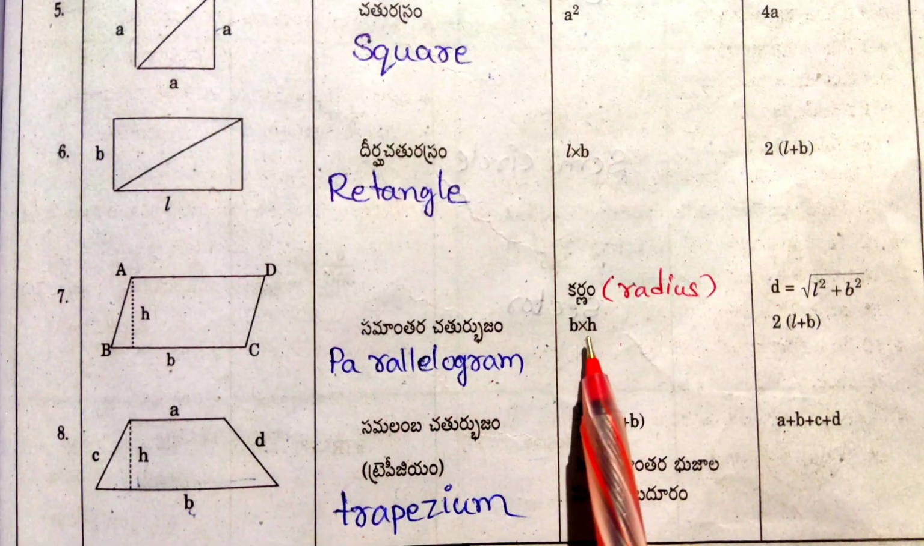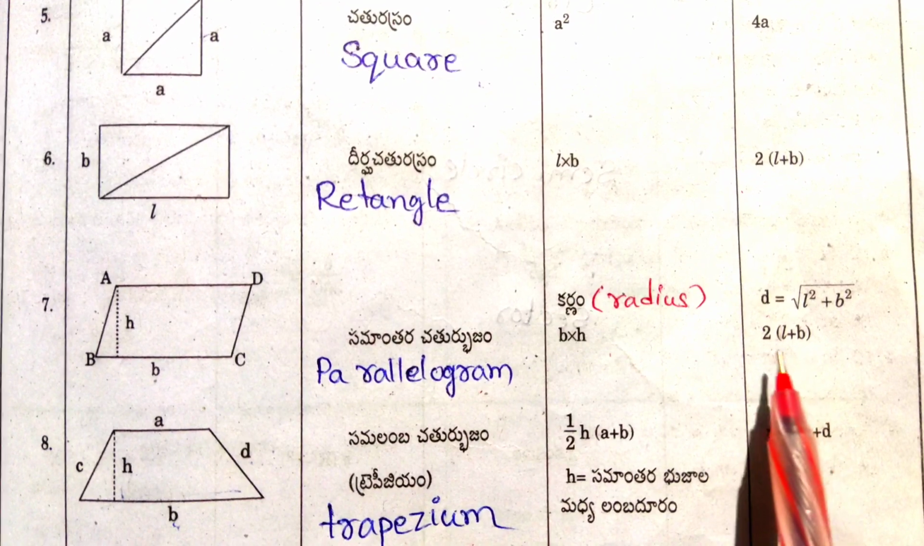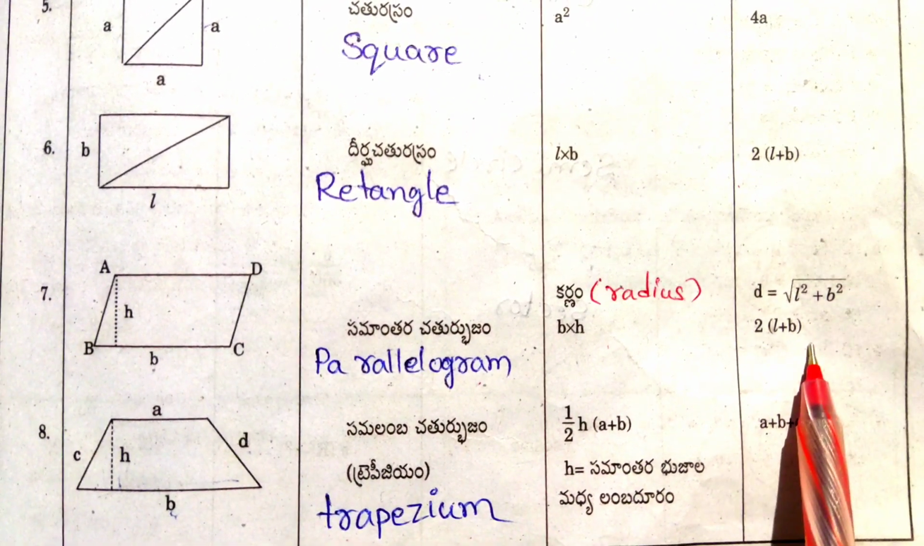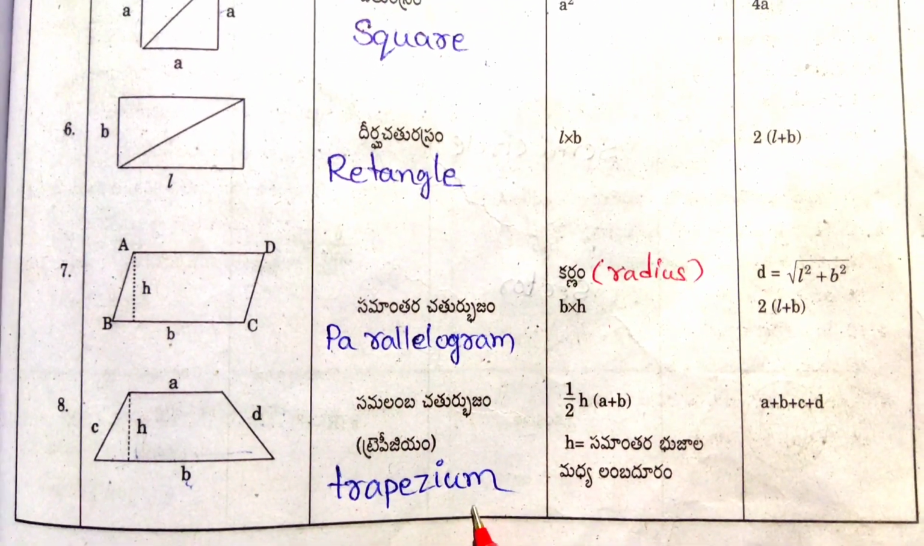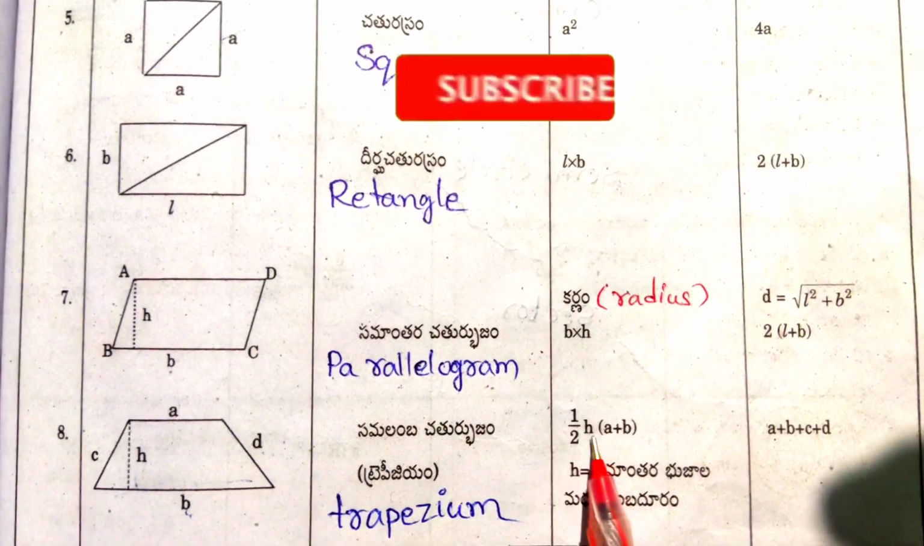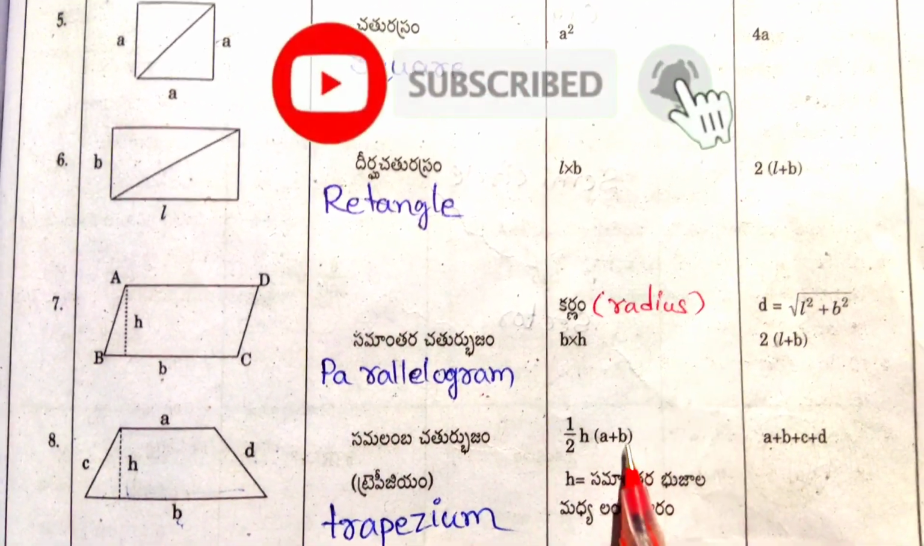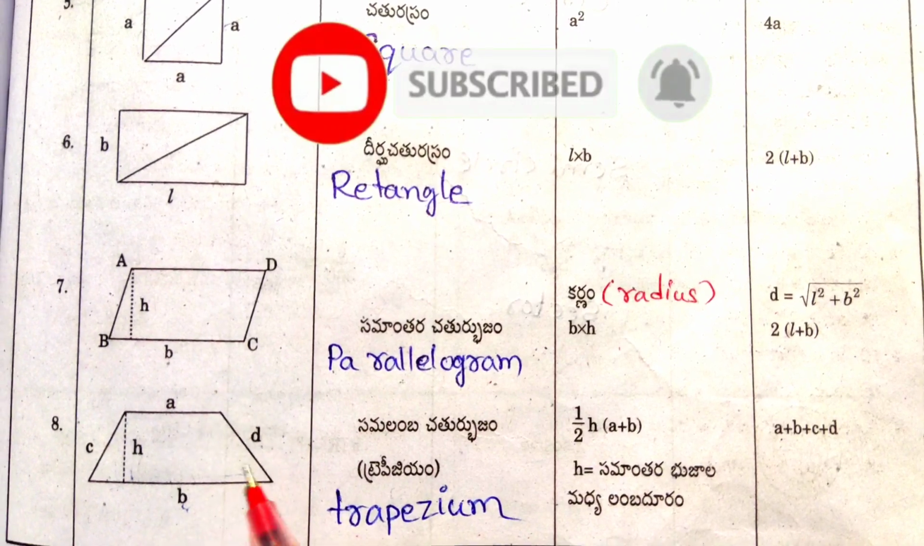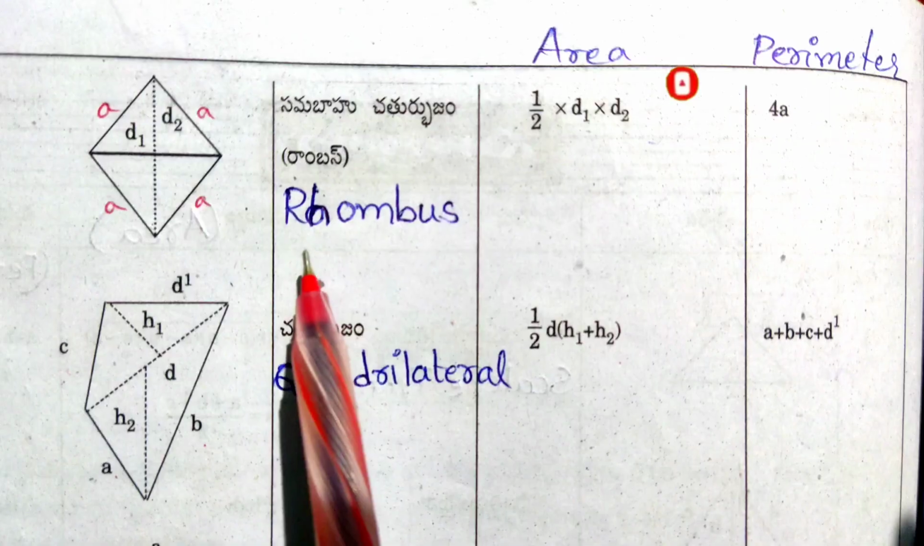Parallelogram. Area formula is b into h. Perimeter formula is 2 of l plus b. Trapezium. Area formula is 1 by 2 h of a plus b. Perimeter formula is a plus b plus c plus d.